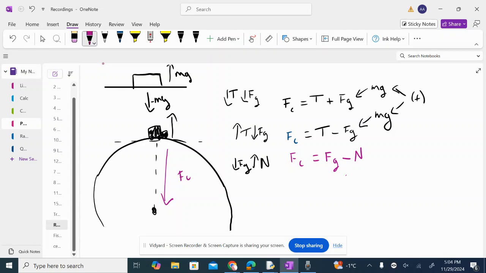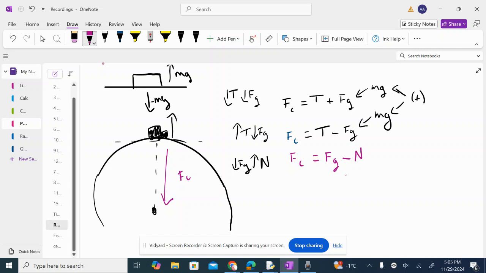Now you might be wondering, you can solve for the force of gravity using mg, but you can't solve for tension or for the normal force. And how in the world do we get the centripetal force? They give it to us. Usually they don't. So let me let you in on a little bit of a secret.